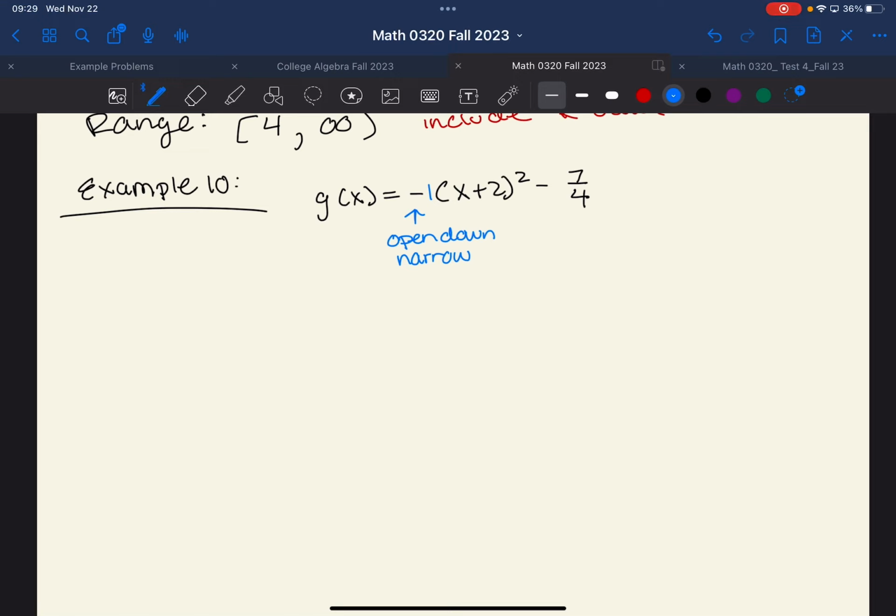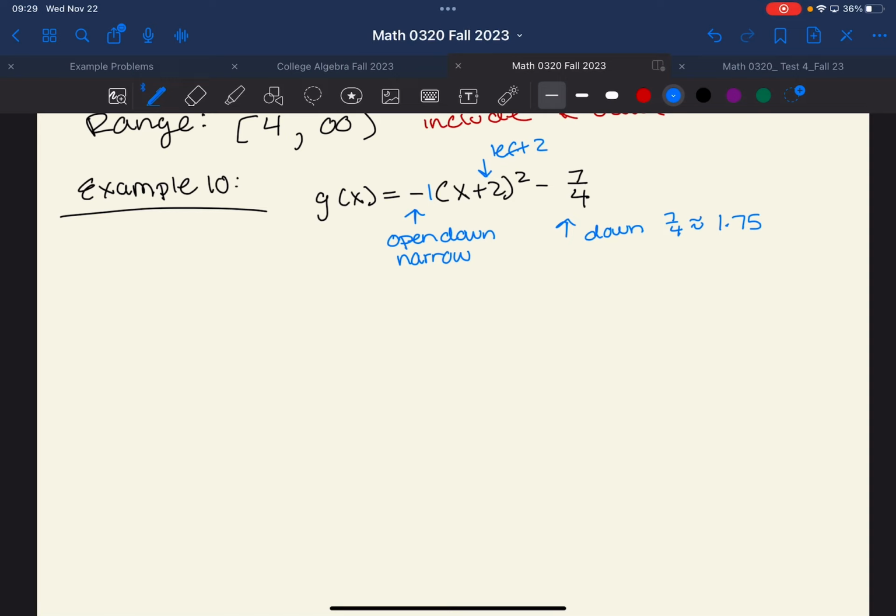Okay. What is that plus 2 right here telling us? It's going to shift in what direction? Good, left 2. And what is this negative 7/4 tell us? Good, down 7/4. And 7/4 is approximately what as a decimal? 1.75. I'm just going to use that decimal because it's easier to graph than the 7/4. Okay, so we identified everything that this function does.